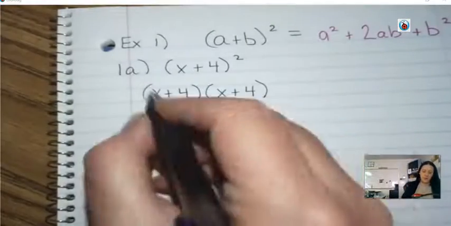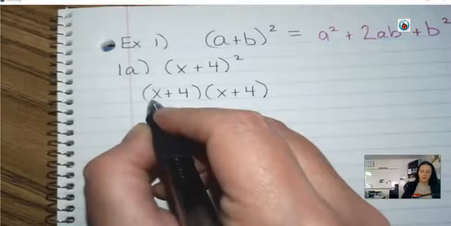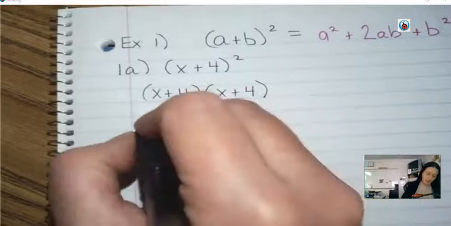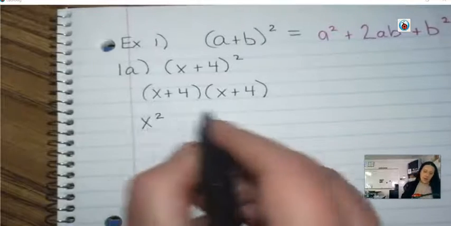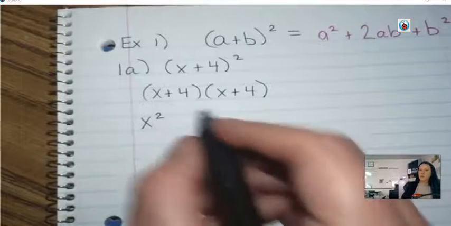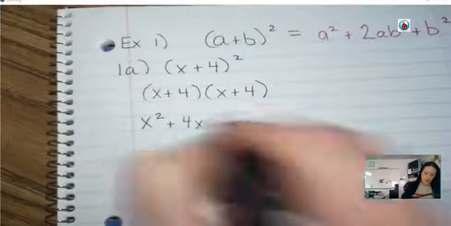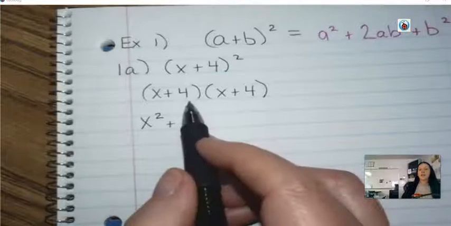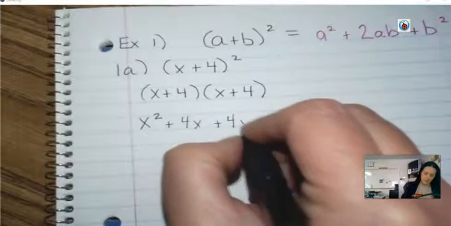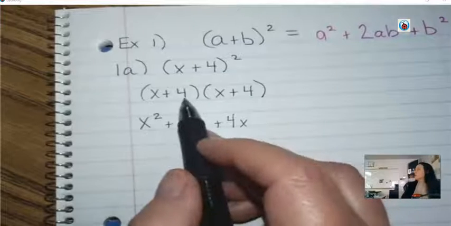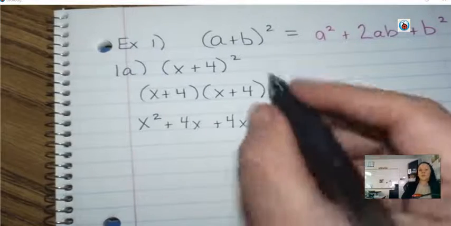Okay, so first, outer, inner, and last. So first times first, x times x is x squared. X times 4, or 4 times x, is 4x. Then the inner terms, 4 times x is another 4x. And then the last terms, 4 times 4 is 16.